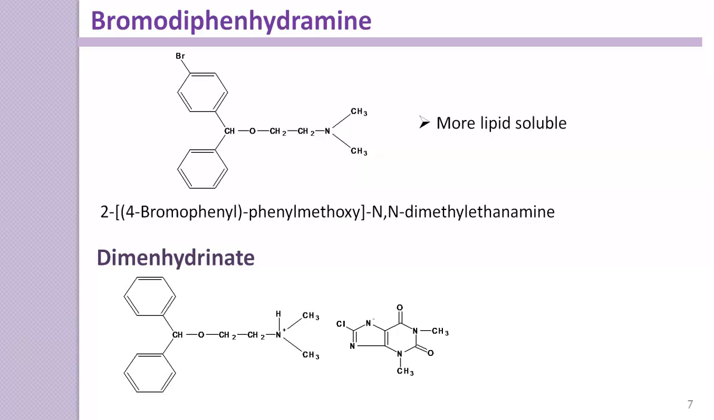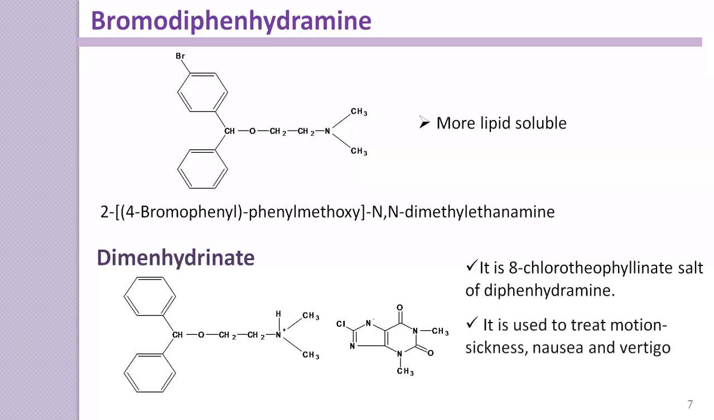Next is dimenhydrinate. It is simply the 8-chlorotheophyllinate salt of diphenhydramine. It is used to treat motion sickness, nausea, and vertigo.